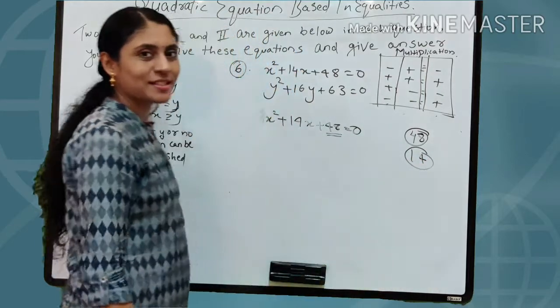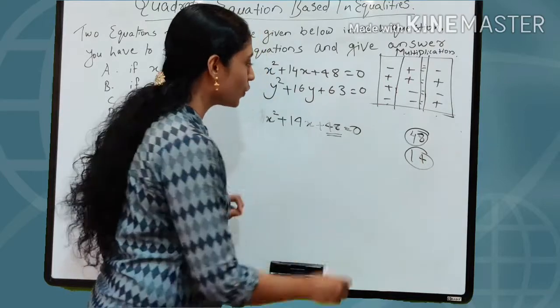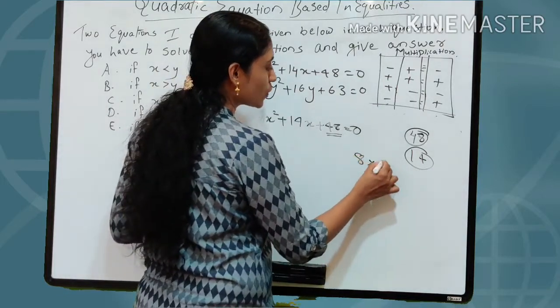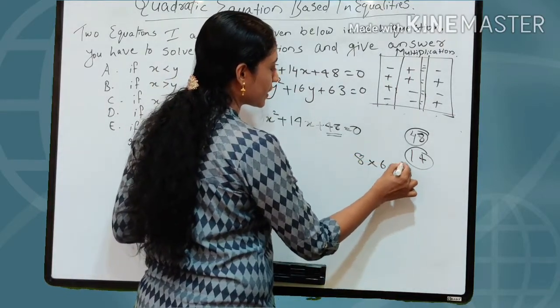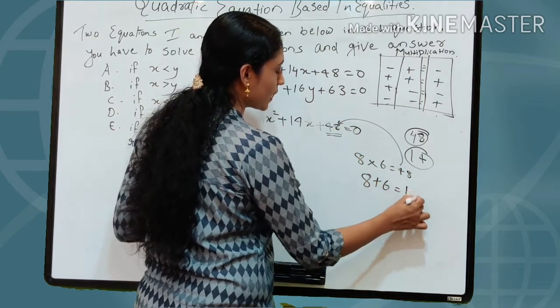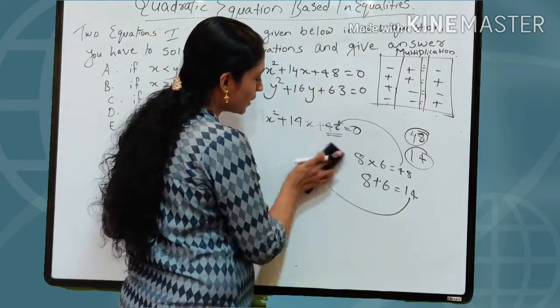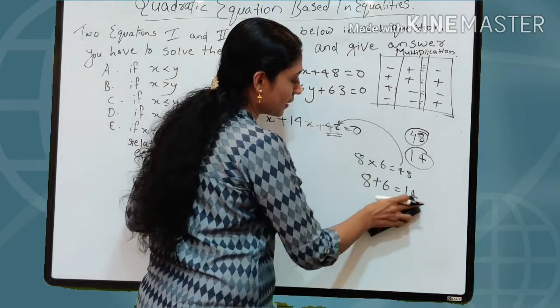So which are the numbers? Yes, it is 8 and 6. Because when we do 8 into 6, we will get 48, that is the constant term. And when we do addition, 8 plus 6, which is equal to 14, and that is nothing but our middle term, right? So these type of questions are very simple, right?